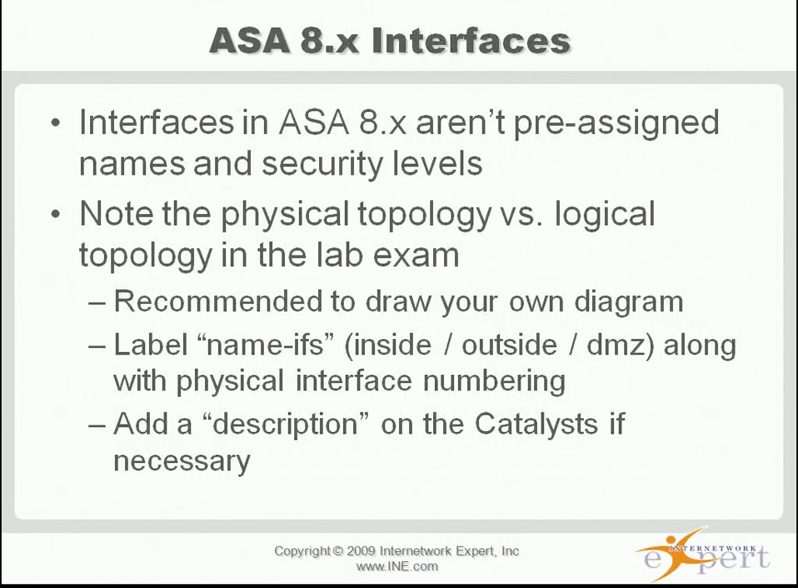So the interfaces themselves, interfaces on the ASA itself, not pre-assigned names or security levels. Different things we need for the ASA, being able to configure the items, being able to set up and pass traffic. Everyone know what items we need on an interface in order to pass traffic? Short answer.